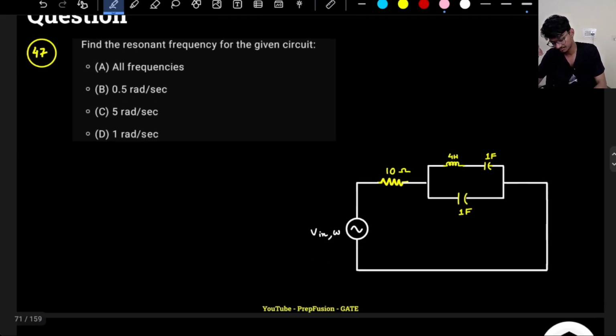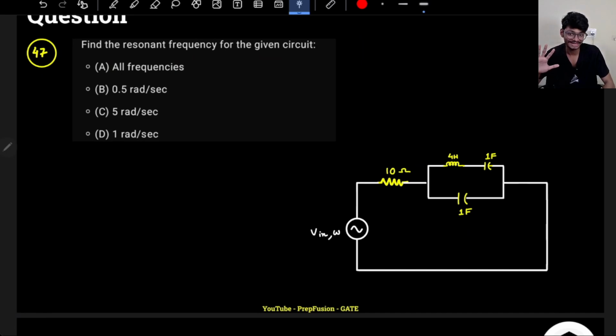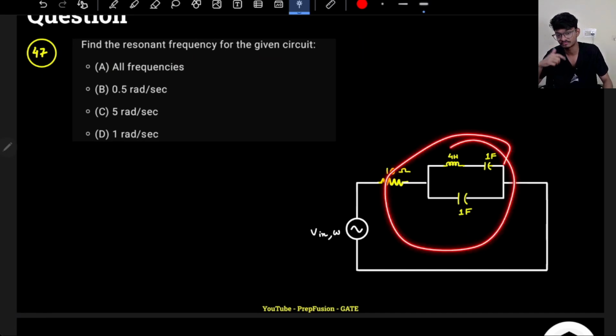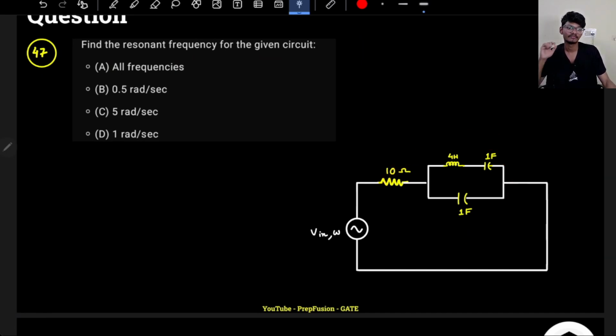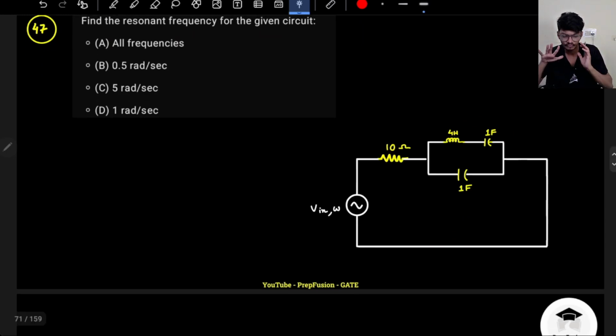Now let's solve this. Find the resonant frequency for the given circuit. So this is not a standard circuit, right? For this, how will you find the resonant frequency? Whenever some weird circuit is given that is not standard, you have to think, how can I make this circuit purely resistive?